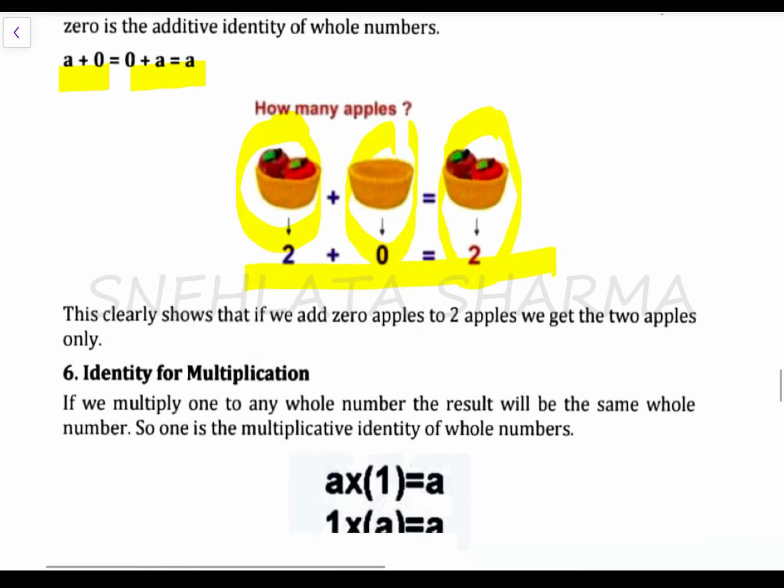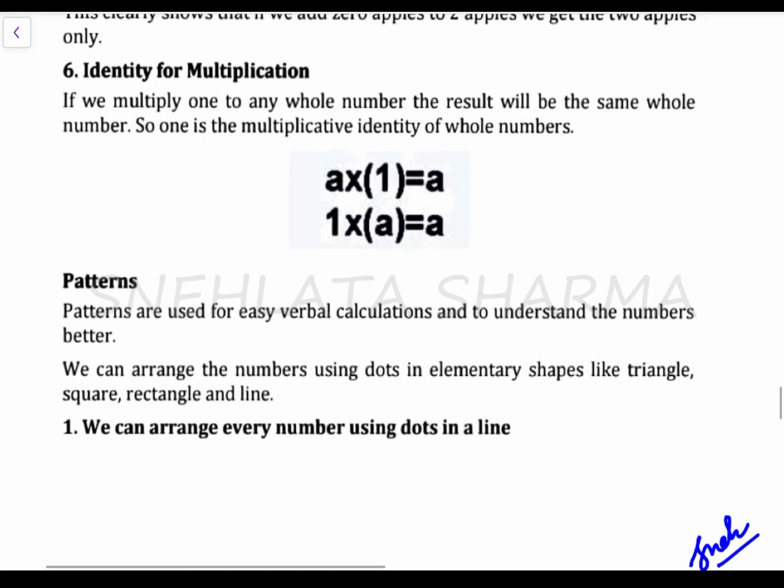Now let us learn the multiplicative identity. If we multiply 1 to any whole number, the result will be the same whole number. So 1 is the multiplicative identity for whole numbers. Here I have shown this is A. When we multiply A by 1, which is the multiplicative identity, we get the same whole number. This can be done in any order. If we multiply 1 by A, again we get the same whole number A.